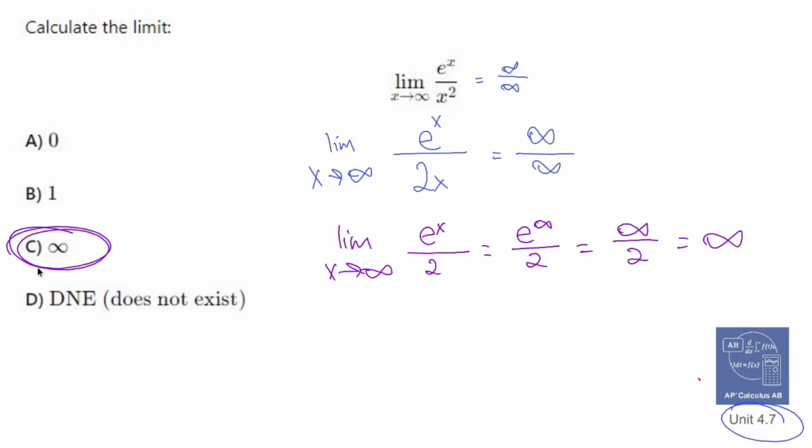Again, we know this because we know that e to the x is going to grow so much faster than x squared. The magnitude at which e to the x grows is going to be so much more than x squared because it's an exponential function versus a quadratic function. But we did L'Hopital's rule anyway, and boy did we have fun.